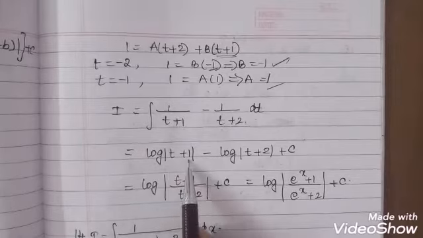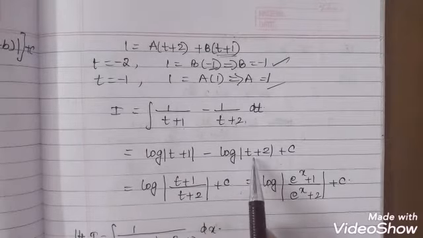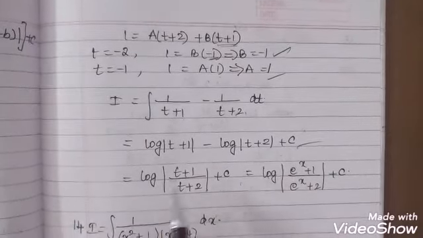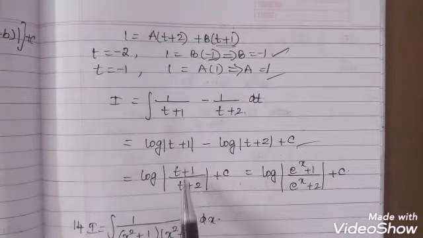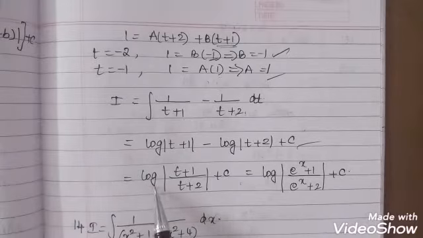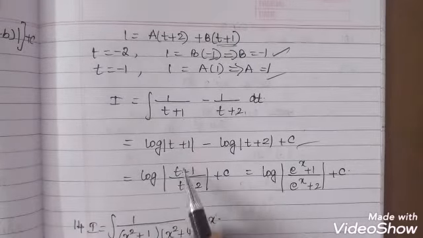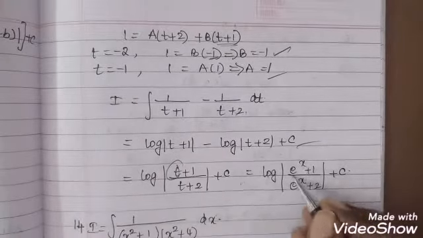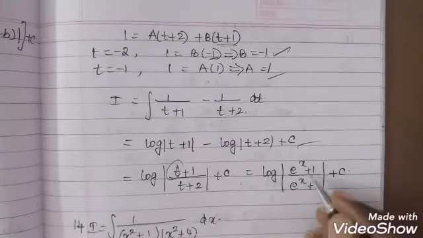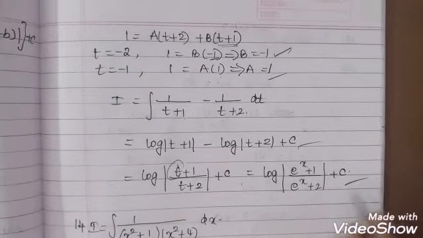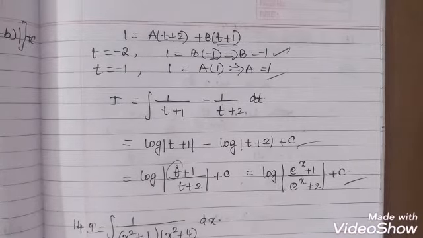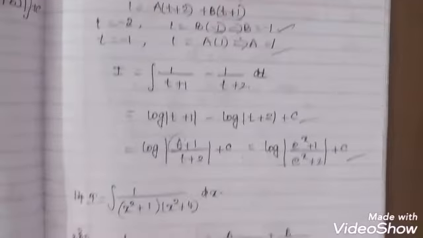It's log of mod t plus 1 minus log of mod t plus 2 plus a constant. So what's the formula you get here? Log of a minus b is what? Log of a by b. So I can write it as log mod of (t plus 1) by (t plus 2) plus a constant. What's the value of t you get here? It's e power x. So log mod of (e power x plus 1) divided by (e power x plus 2) plus a constant. Is it clear? Okay.